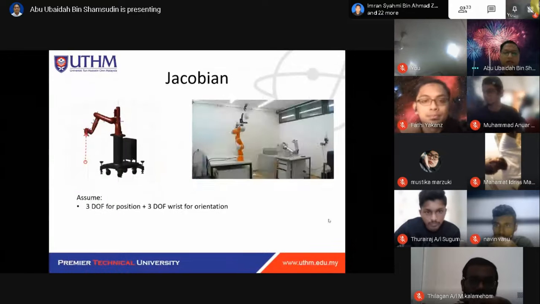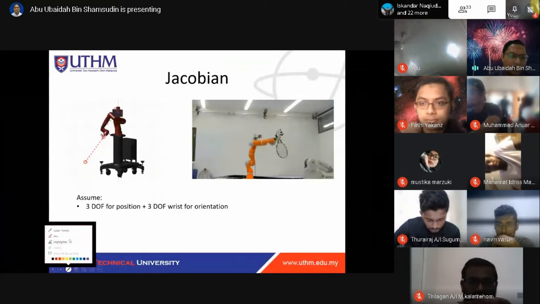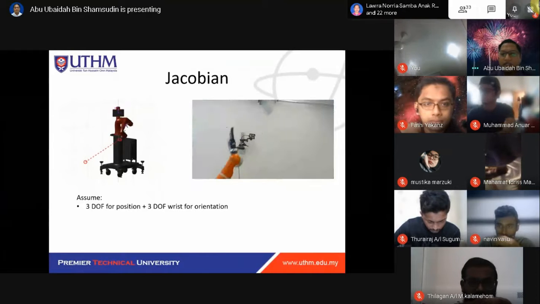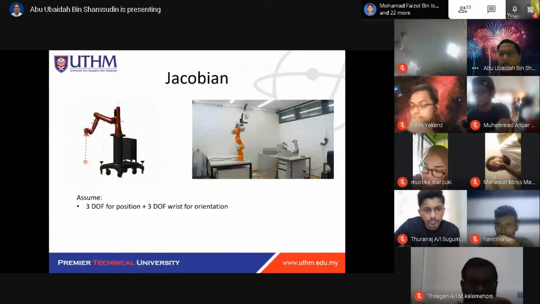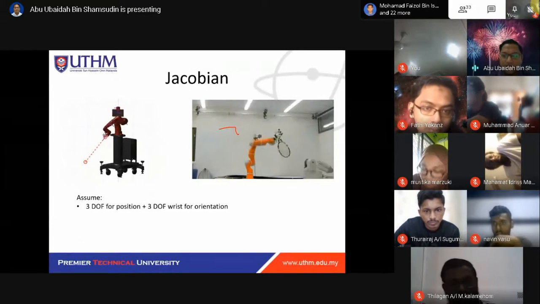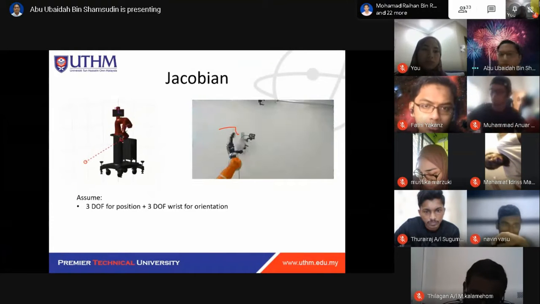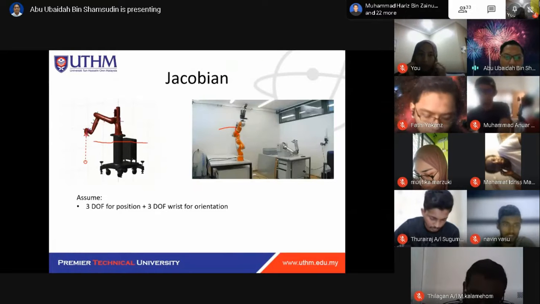Okay, so this is Jacobian. Jacobian is almost the same as inverse kinematics. In inverse kinematics, we need to calculate the end position, and we need to calculate the motor position. But with Jacobian, we want to calculate the velocity of our end effector.